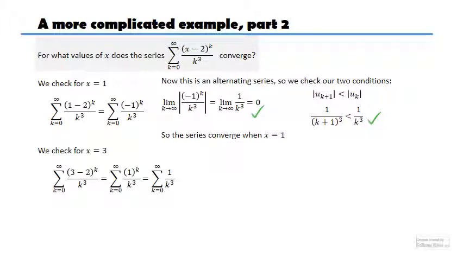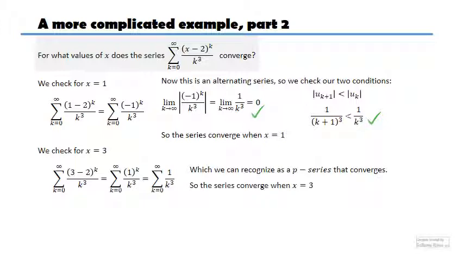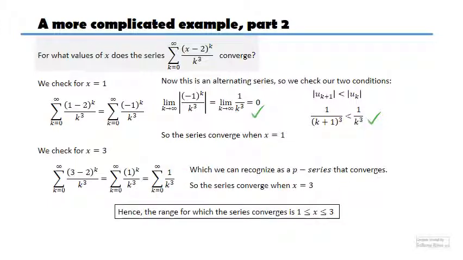Now we substitute here, and we're going to end up with 3 minus 2, 1 over k, and now we're going to end up with this. This is going to just be a p-series. If you have to, you can prove that it converges using the integral test. But ultimately, we know the series converges when x equals 3. Hence, now I have my interval of convergence, including 1 and 3.